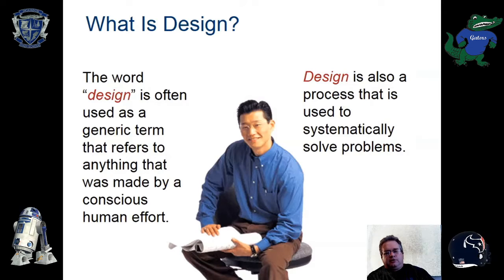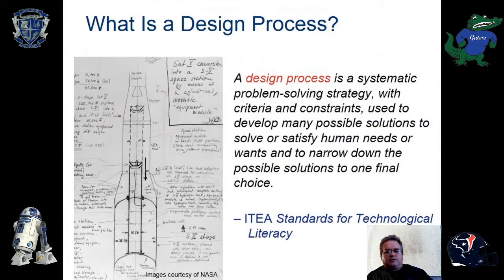Design is often used as a generic term that refers to anything that was made by a conscious human effort. Design is also a process that is used to systematically solve problems, specifically engineering problems. So this entire presentation is going to go off the process that we used in my robotics team last year. We went to the World Championship.